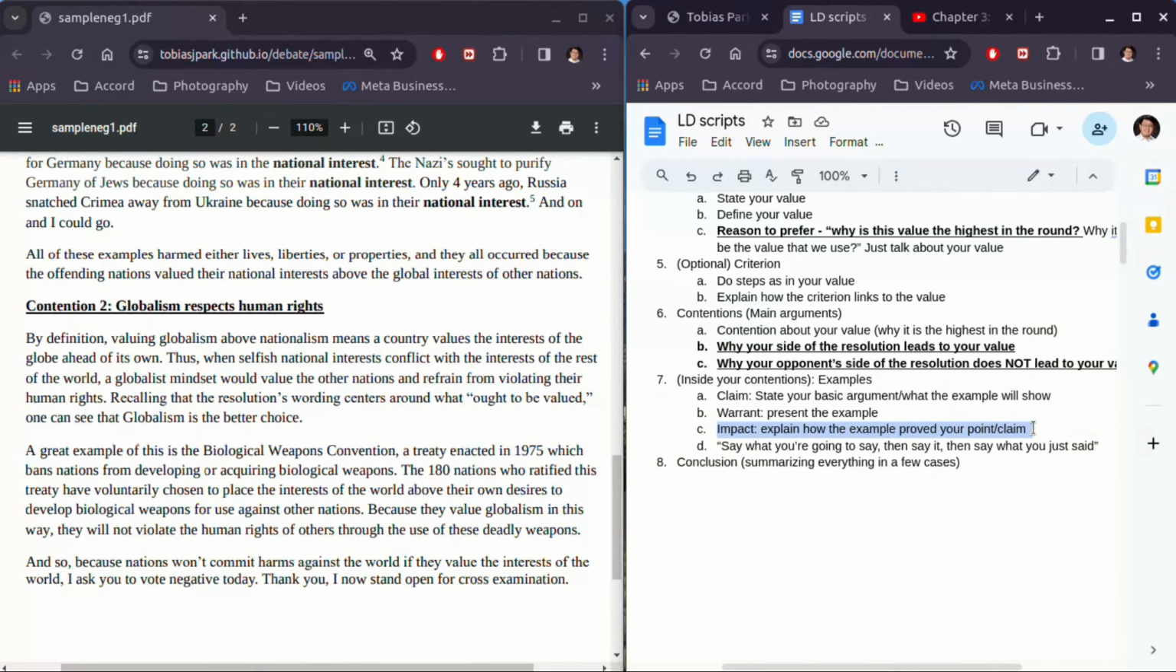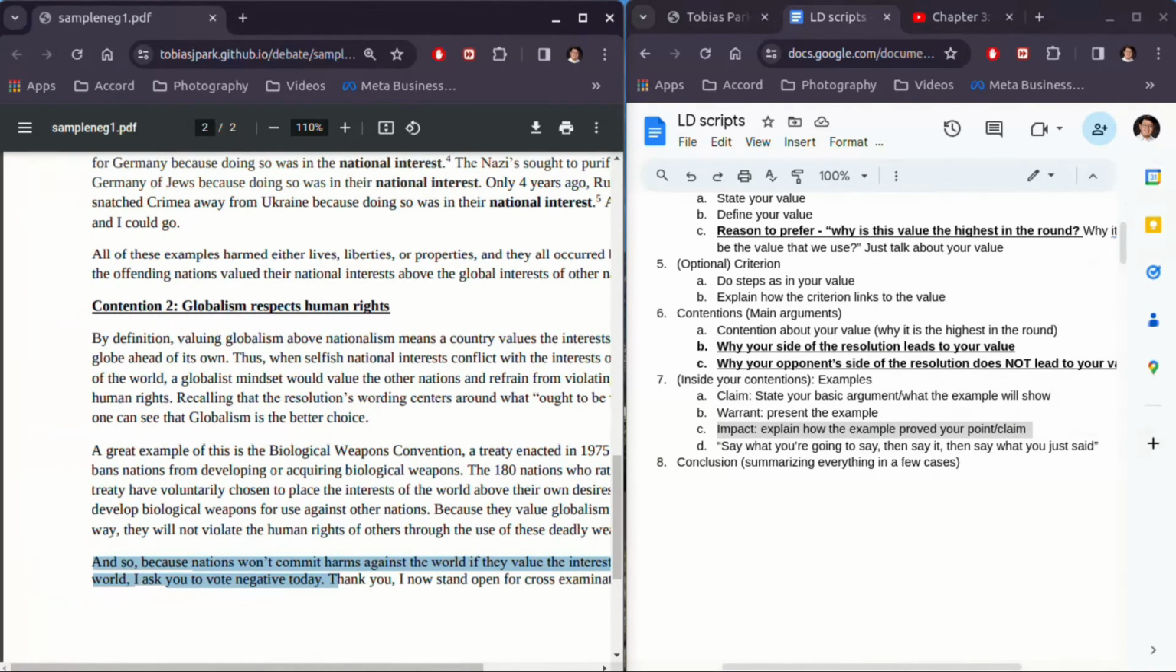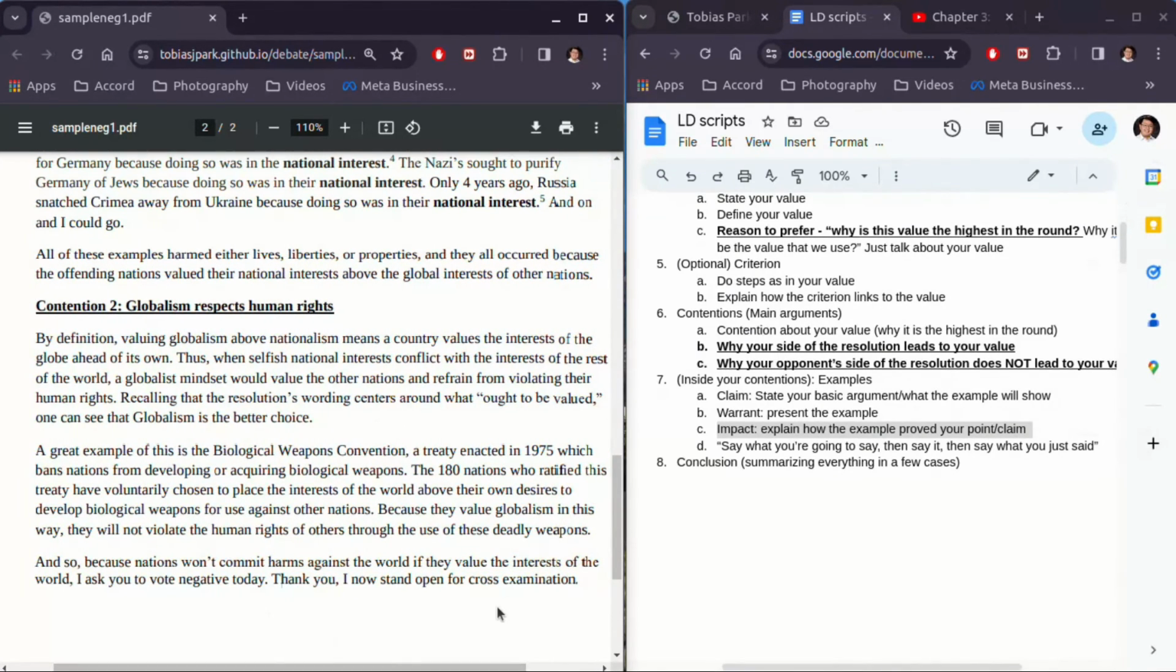So now I've had the claim and the warrant, and then the impact, again, I explain how the example proved my claim. I guess I could have more of an impact here, but I should be saying how this example shows what I said in the first paragraph in my claim, that we saw in this example, globalism protected human rights, and that's why you should vote for me. And then here I have a little conclusion, and I sum up what I just said in a single sentence, and then I say thank you, and I stand ready for cross-examination, which is just a cool thing to say.